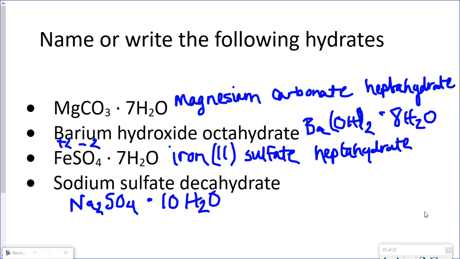That concludes molecular naming and hydrates. Make sure to practice these on your homework sheet.